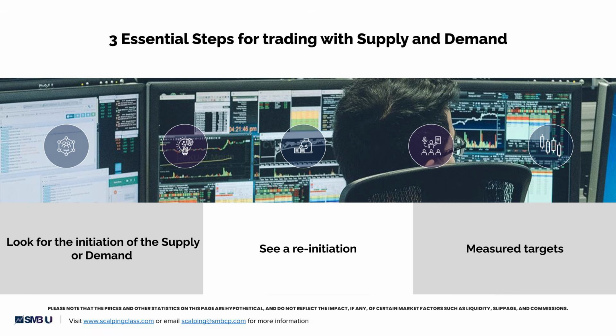And then we're going to focus on measured targets. Measured targets using supply and demand. Some people will talk about Fibonacci's. Some people will talk about measured move. Some people will talk about it trading into a prior resistance or support area, another area of supply or demand. The reality is, at the end of the day, what we found is measured moves. So measuring where the initiation occurred to where the reinitiation occurred, that tends to be the best way to set targets for supply and demand trading.